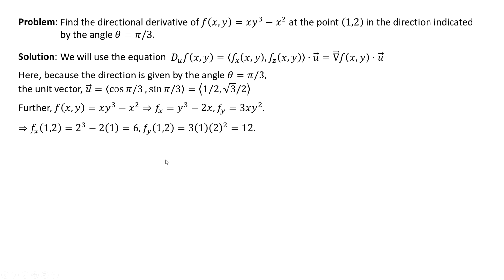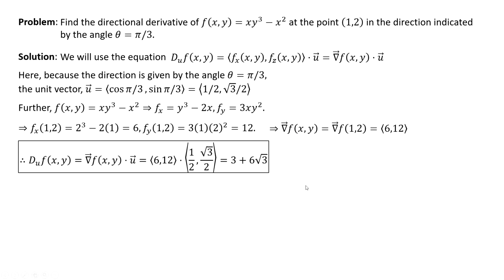Find f sub x and f sub y, plug those in and evaluate them at 1, 2. X equals 1, y equals 2. That's what I plugged in. And we got the del f vector to be 6, 12. Take the dot product with 1/2, square root of 3/2. That's it. That's the directional derivative. That's the amount of change this function would experience if you were to traverse along the direction of pi thirds, an angle of pi thirds.